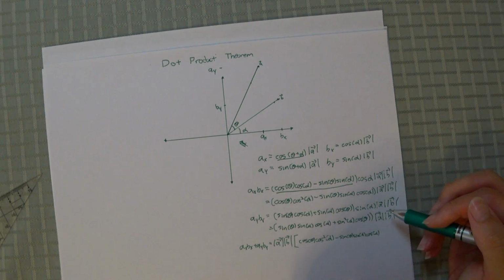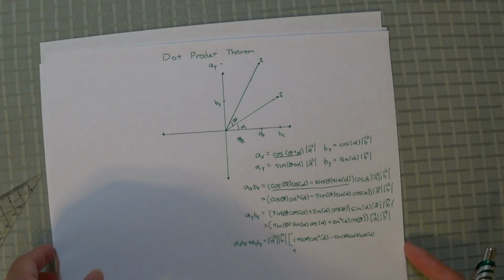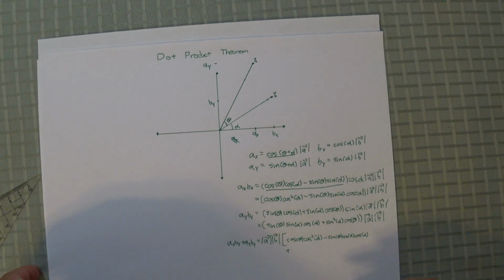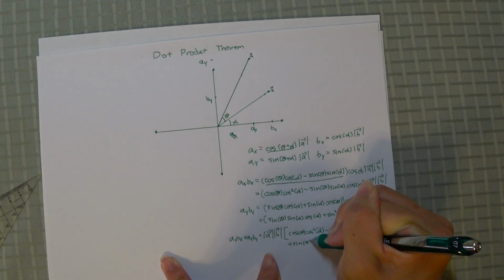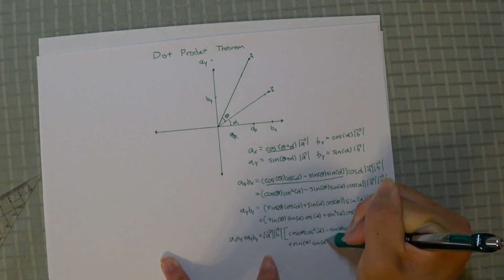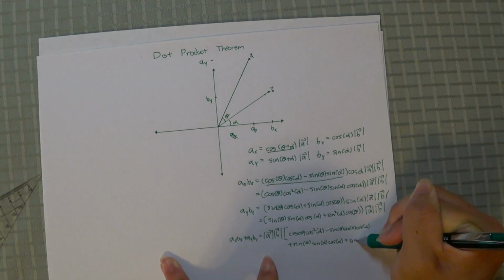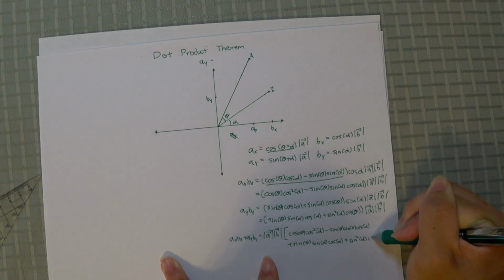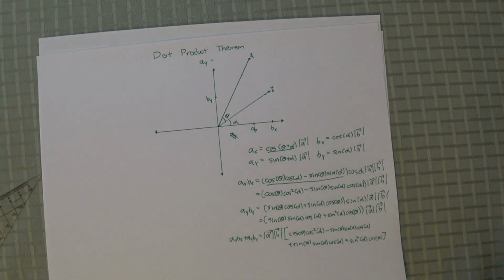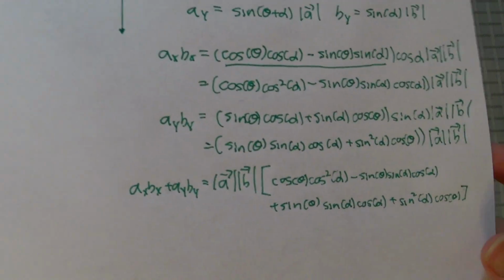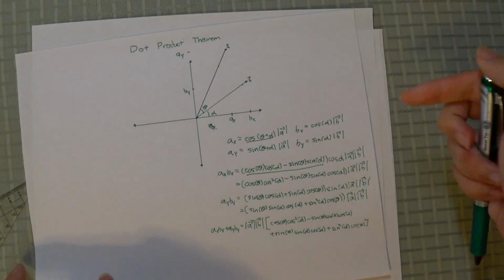and plus, since there's no more room here, I'm just gonna write it here. So plus sine theta sine alpha cosine alpha, and then plus sine squared alpha cosine theta. There we go. And then if you notice anything about this, we see that these two terms cancel out. So we could just cancel them.